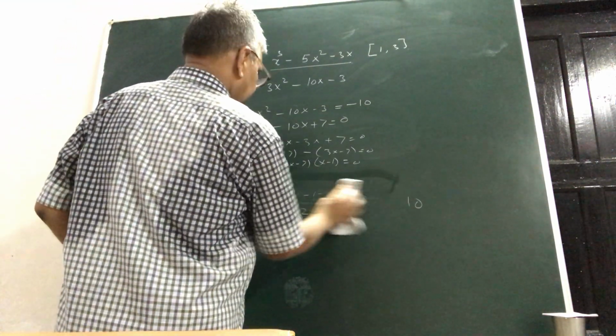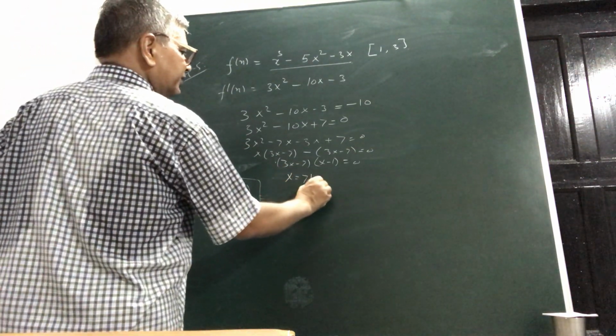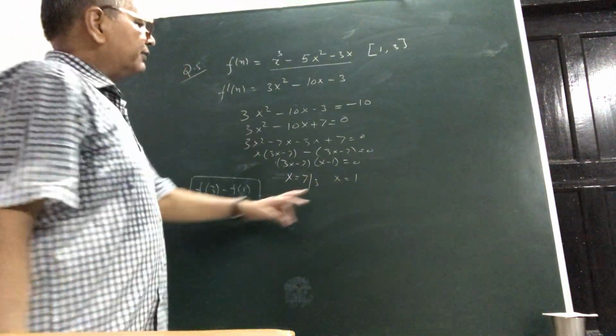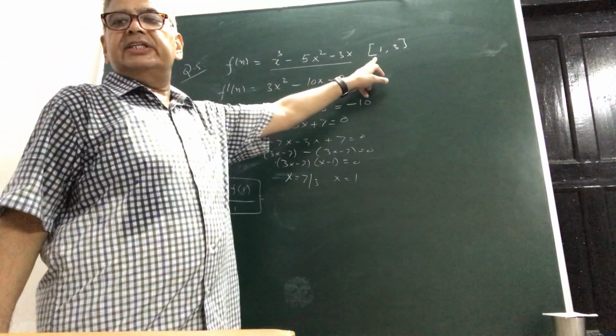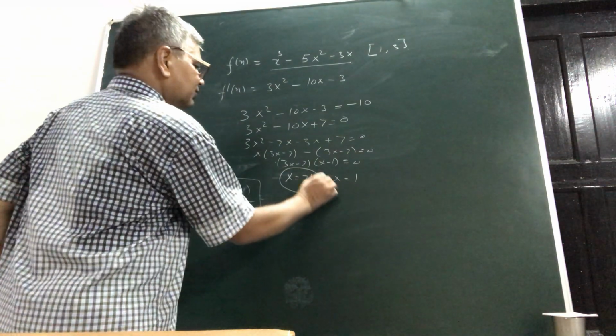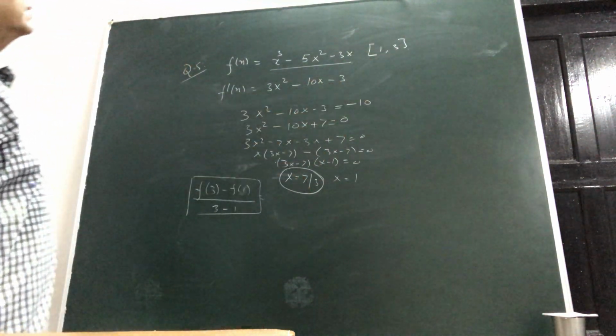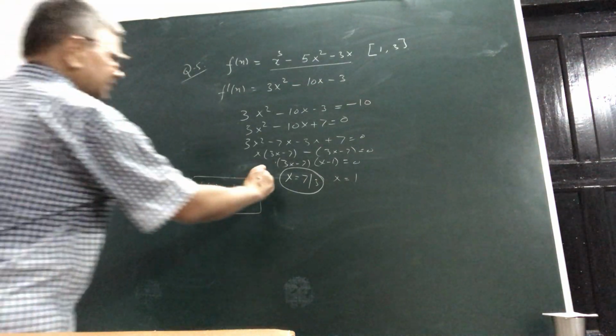Now when these are the factors, one value is x = 7/3, and the other value is x = 1. This value x = 1 has to be ignored because it is not lying in the open interval 1 to 3. So the only required value is x = 7/3, which is something like 2.33. That's the required value and that is the answer.